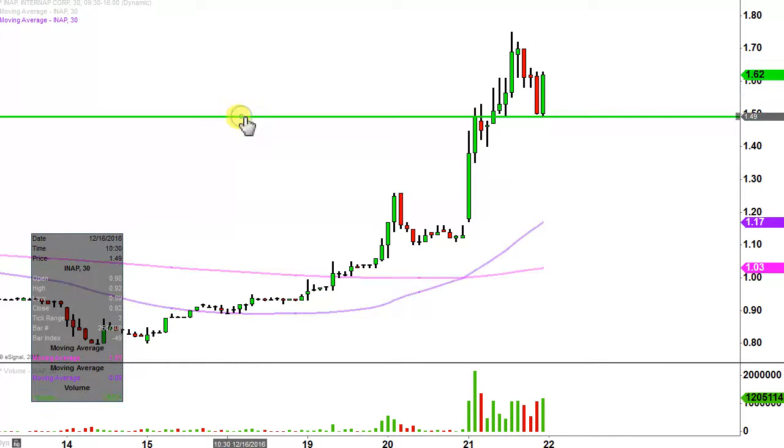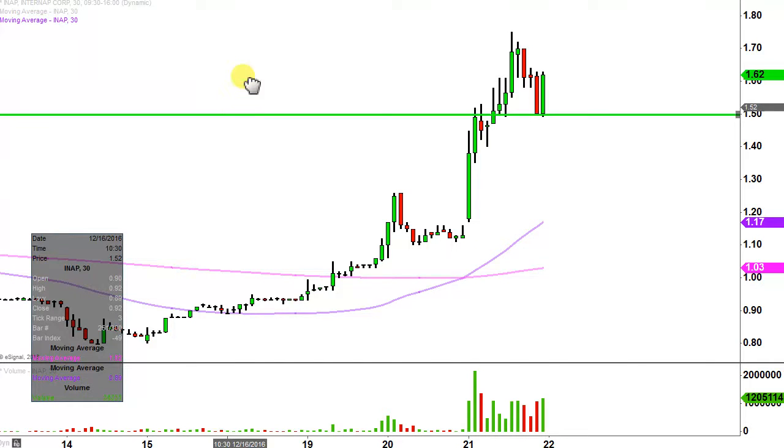The ideal level of support, meaning, hey, Clay, what would make this chart look the absolute strongest going forward? If the price can stay up above $1.50, that would make the chart look extremely powerful. But don't get me wrong, if the price drops below $1.50, I'm not sitting here saying that the entire chart's now ruined. Not saying that at all. That's just the preferable situation.